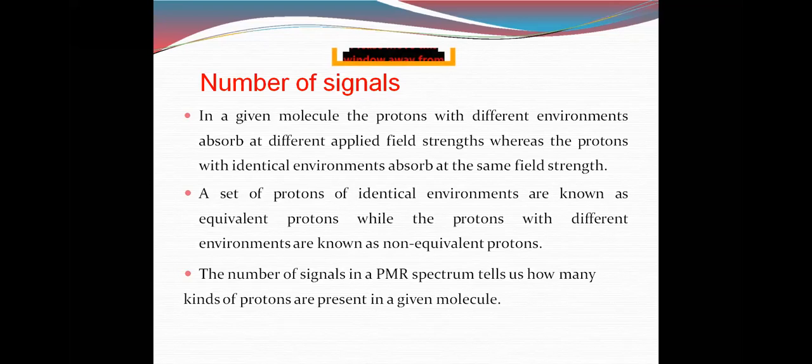So the same types of protons have the same electron environment and will absorb the same NMR absorptions. A set of protons having identical environments are known as equivalent protons, while protons with different environments are called non-equivalent protons. So the number of signals in a PMR, that is proton magnetic resonance, or HNMR, spectrum tells us how many kinds of protons are present in a given molecule.